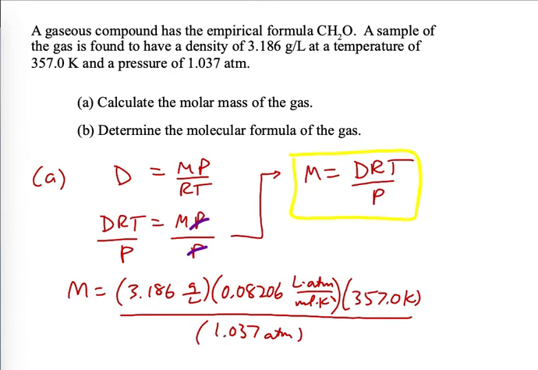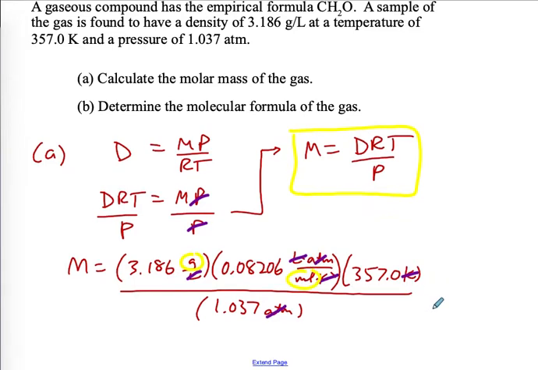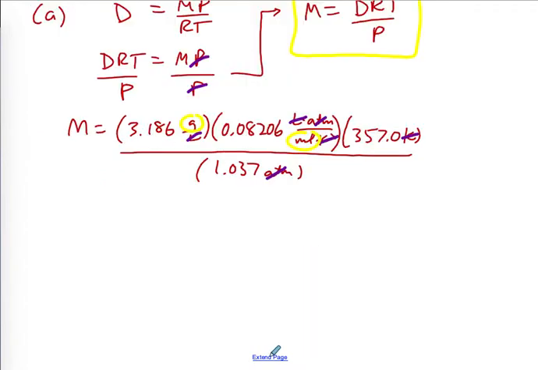Let's see what cancels. Kelvin cancels Kelvin. Atmosphere cancels atmospheres. Liters cancel liters. And I'm left with units of grams per mole. And if I'm trying to calculate the molar mass, that's a very, very good unit to have. So that gives me a molar mass equal to 90.01 grams per mole using 4 significant figures.